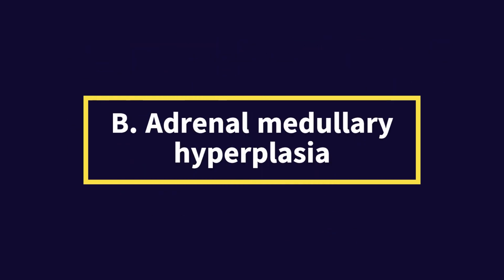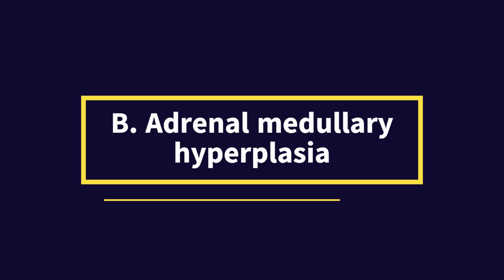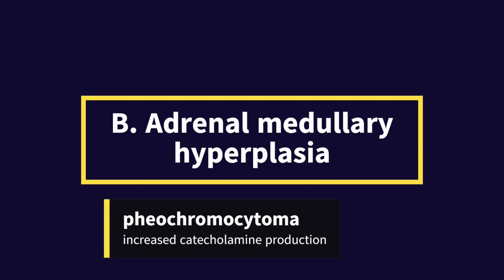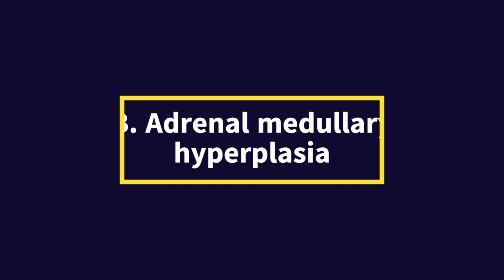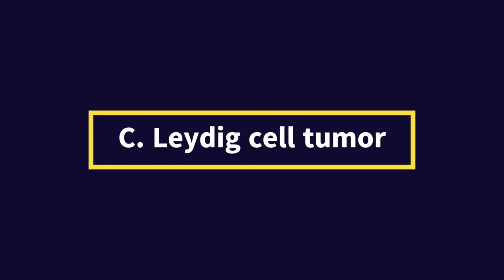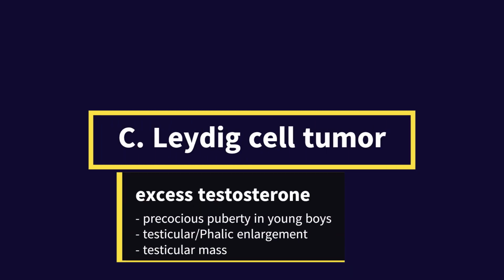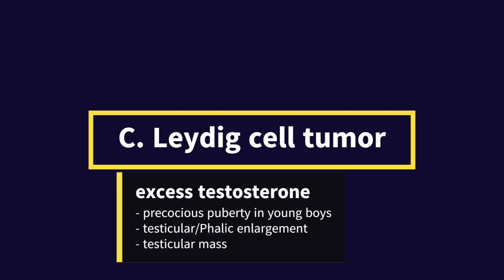Choice B cannot be the answer because adrenal medullary hyperplasia is a precursor lesion for pheochromocytoma characterized by increased catecholamine production. Presenting signs include hypertension, tachycardia, and sweating, not virilization. Choice C cannot be the answer because Leydig cell tumors produce excess testosterone and can present with precocious puberty in young boys, like early testicular or phallic enlargement. A testicular mass is typically palpated on examination.